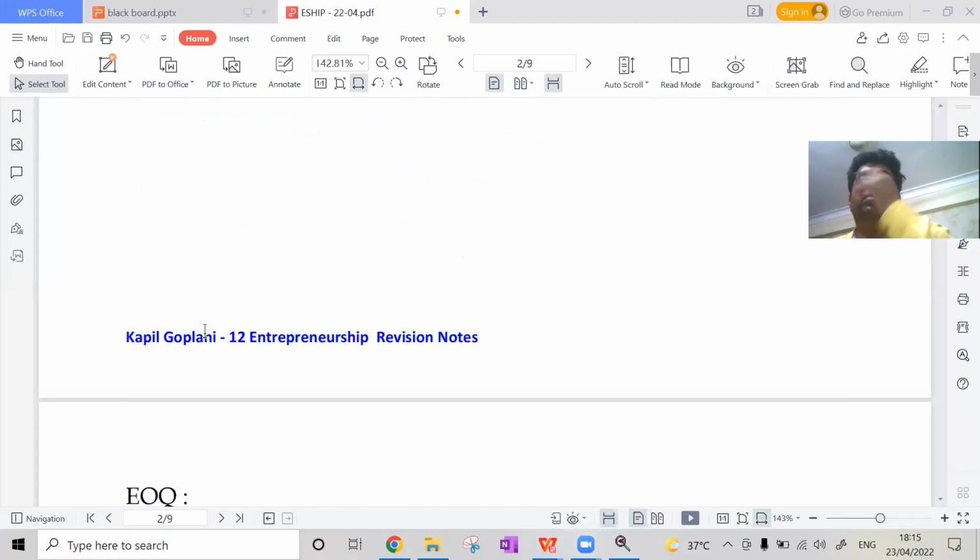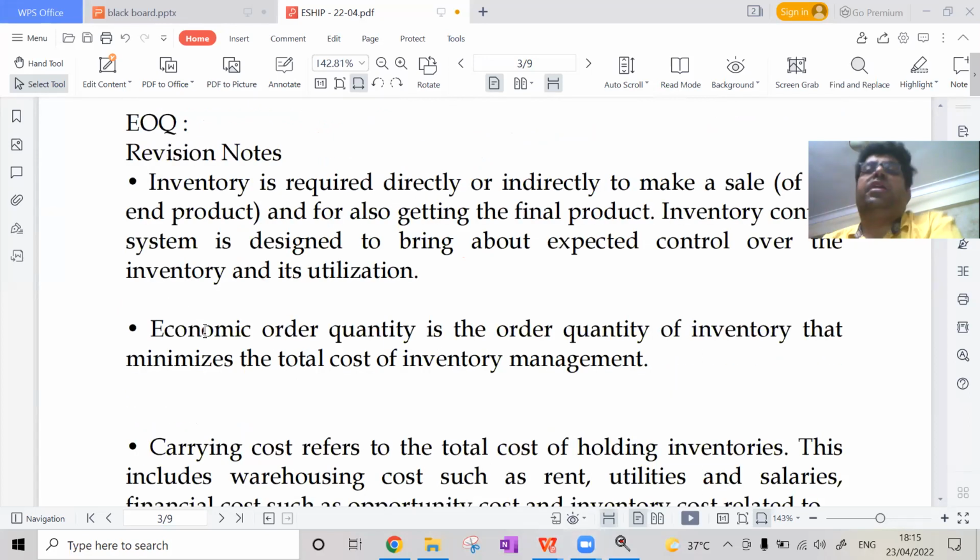Okay. Now, moving on to EOQ, a very important question. This can definitely come because this has been asked in the sample paper also.